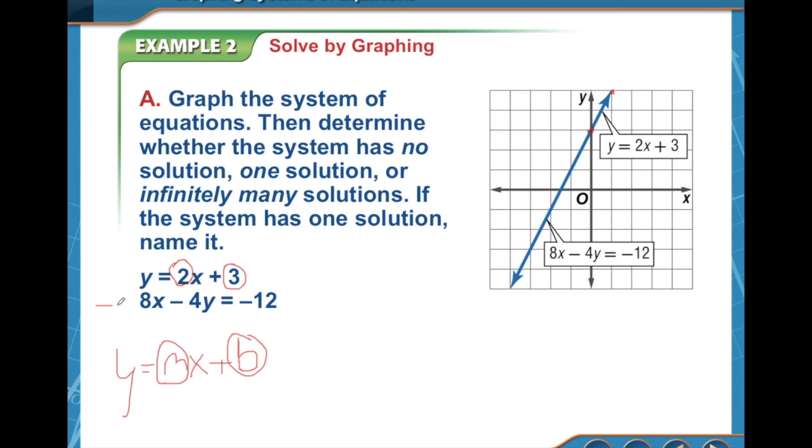And it turns out that this second line here is actually the same as the first line. And let me prove to you why that is true. So if we have 8x minus 4y equal to a negative 12, and we want to solve this whole thing for y. So if we subtract 8x from both sides, let's do that. What will we get next? Well, we would get negative 4y is equal to negative 8x minus 12.